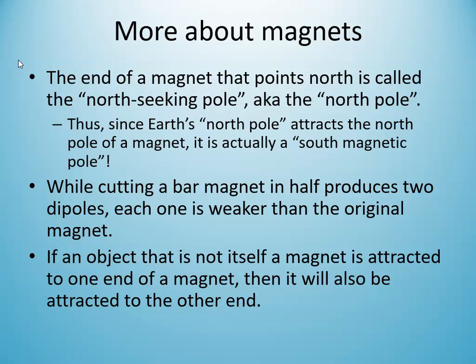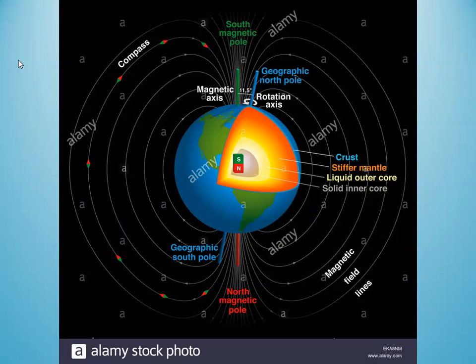So, if an object that is not itself a magnet is attracted to one end of a magnet, then it will also be attracted to the other end. In other words, an object that's magnetically neutral that is attracted to either end of a magnet will be attracted to the opposite end. Here is the diagram of Earth as essentially a giant bar magnet.